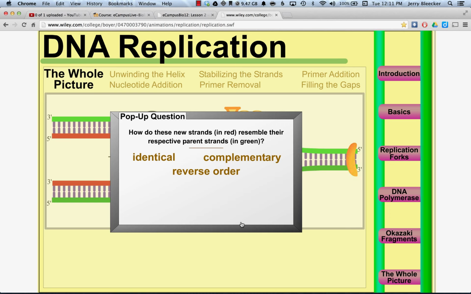Are they identical? Now by parental strands, we're talking about the green ones. So are they identical to the green ones? Well, that doesn't make sense because that doesn't follow the DNA pairing of the A's and T's, G's and C's. It would seem that they would be complementary. Excellent.